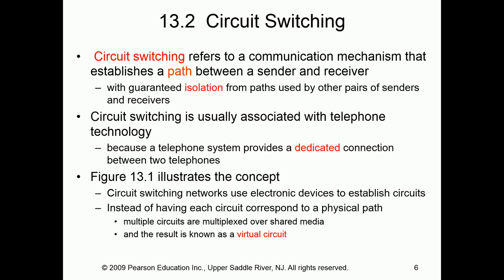Though this guaranteed isolation from the path used by other senders and receivers, realistically, we can no longer dedicate specific isolated paths for all of our senders and all of our receivers. It's just no longer realistic. You've seen this predominantly within the phone company. When you picked up your telephone and dialed the number, it should only be you and the other end on that line if it was working correctly.